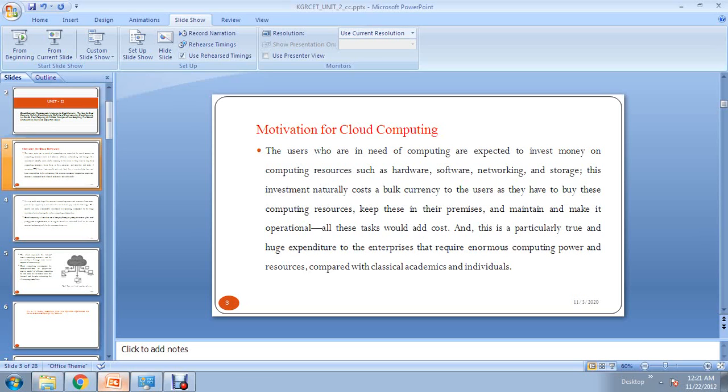Hi everyone. Today I am discussing the motivation for cloud computing. Why should you be motivated to use cloud computing? The main reason is that nowadays all industries and businesses, small and large scale, are using cloud computing. So that's why we have to learn cloud computing and its motivation. Majorly, all users are using cloud computing.